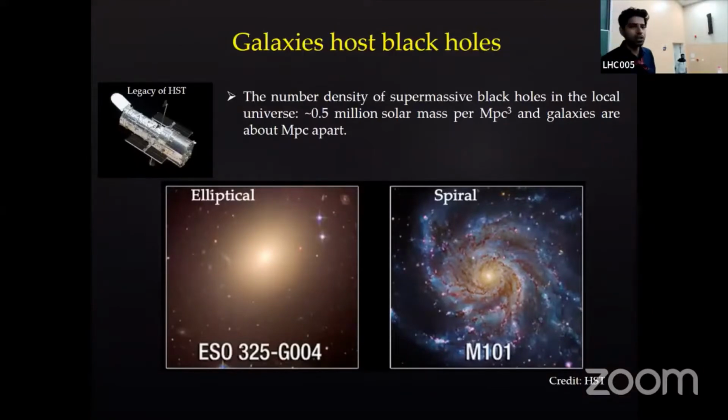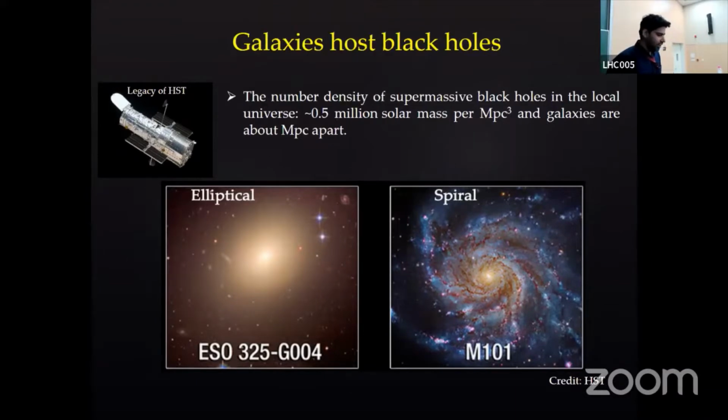Now, black holes are of different masses. You know the stellar mass black holes, and then there are intermediate mass black holes, and there are huge supermassive black holes. If you look at the space density of supermassive black holes in the universe, you will find it to be 0.5 million solar mass per unit megaparsec cube. And we know the galaxies are megaparsec apart. So this means that every massive galaxy would have a supermassive black hole at the center. And thanks to the Hubble Space Telescope, we now know that whether it is an elliptical galaxy or a spiral galaxy, every massive galaxy hosts a supermassive black hole at the center.